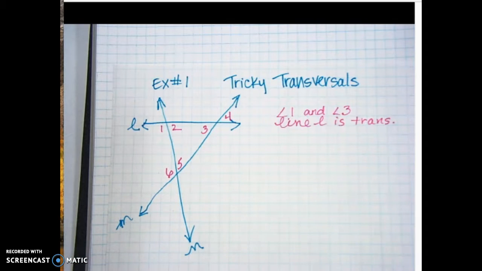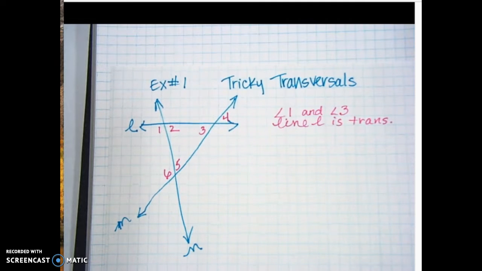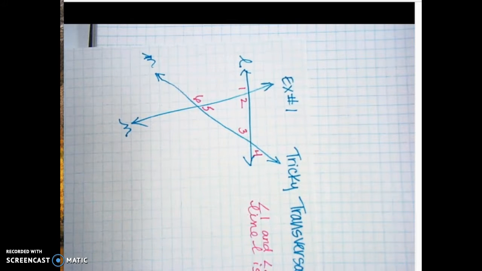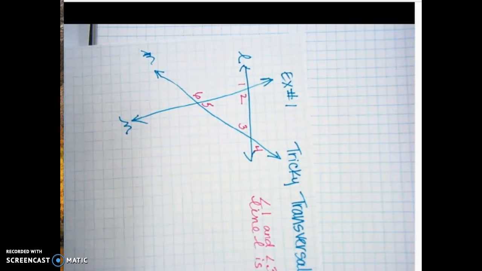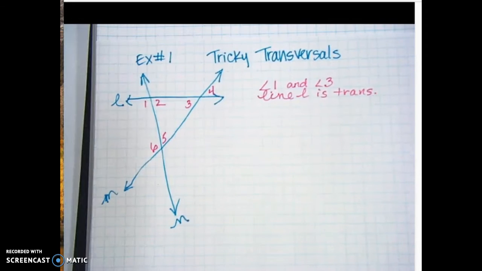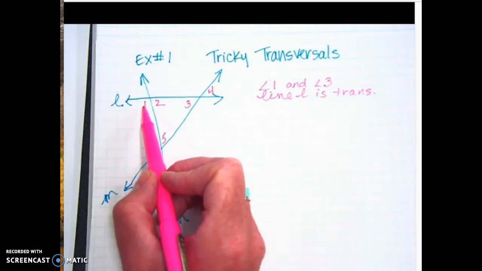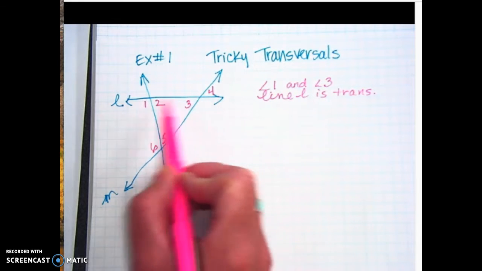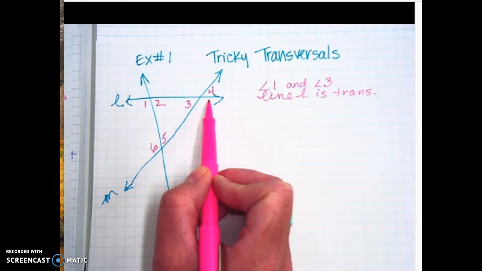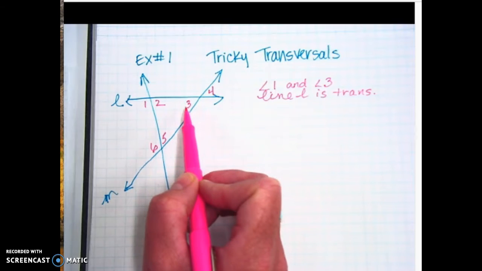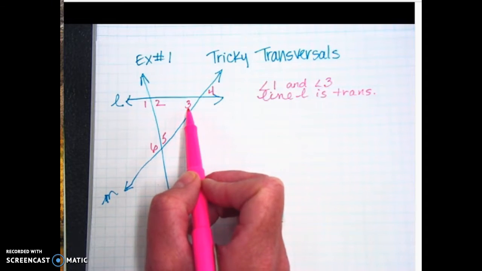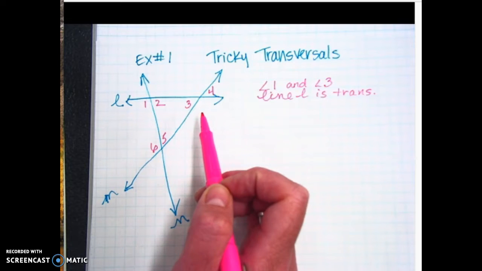Okay, on the previous example, our transversal was up and down, but on this one, it's left to right. So if it helps you, turn your page. You don't have to turn your page, you could just turn your head, okay? But it might help you to turn your page in order to see the relationship between angle 1 and angle 3 as you follow L, which is now your transversal. Are those two angles corresponding, alternate interior, alternate exterior, or same side interior?